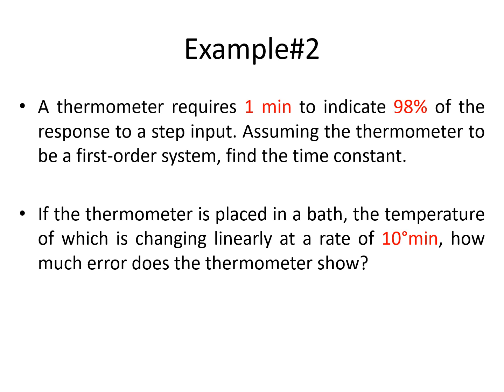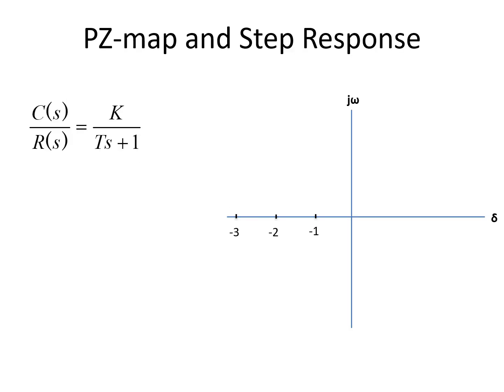If I take a thermometer which requires 1 minute to indicate 98% of the response of the step input, assuming the thermometer to be a first order system, find the time constant. So this is what is given to us, a practical example. Second thing is, if a thermometer is placed in a bath, the temperature of which is changing linearly at a rate of 10 degree per minute, how much error does the thermometer show? So try this also. This is one of the practical examples which correlates with the first order system response.